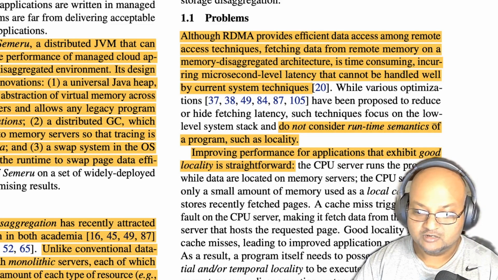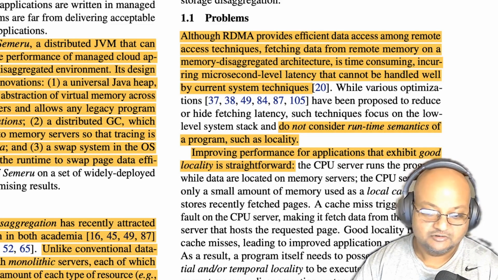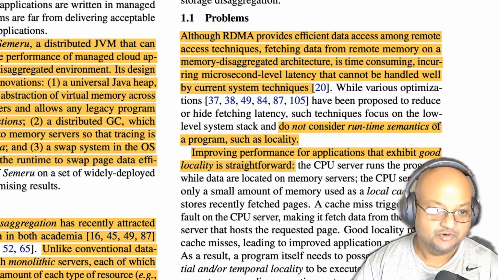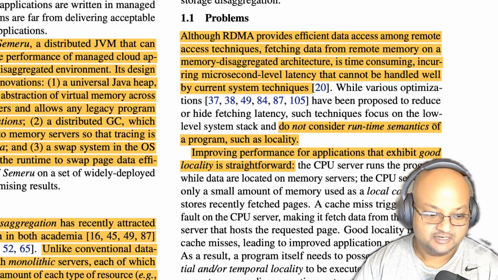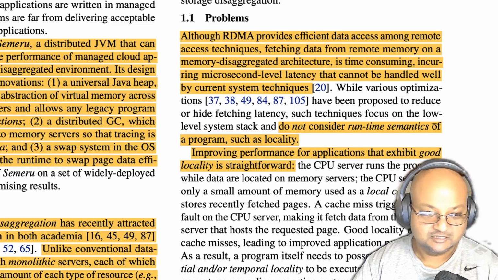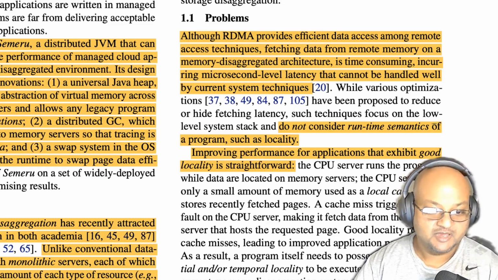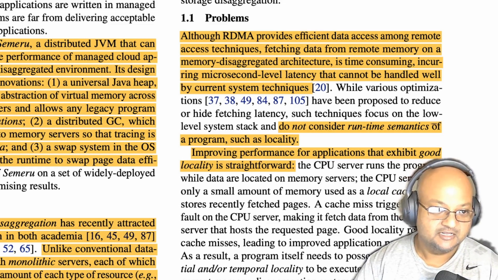What you really want to do is consider the runtime semantics of the program you're running, or of the managed runtime that you are running, and then design a system that optimizes those memory access patterns. And that is exactly what the authors in this paper are trying to do by trying to design a JVM plus underlying swap mechanisms in the operating system such that they can make the best use of this disaggregated architecture.